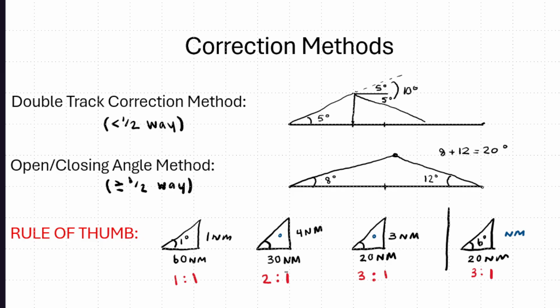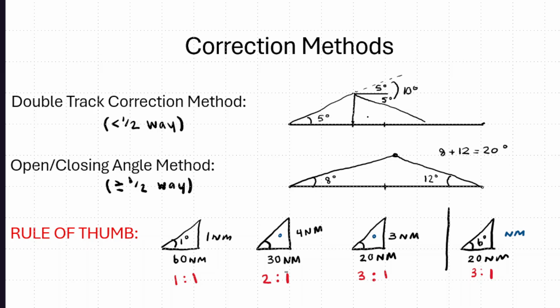If you know the correction methods and you know the rule of thumb, you can totally skip through this, but I'll go over it super briefly so that you know what I'm doing when we're going through the examples. So first of all, we know that we have our double track correction method, right? We use this one when we're less than halfway from our destination.